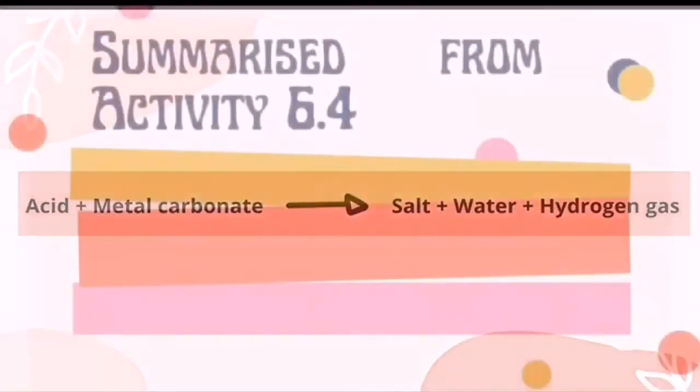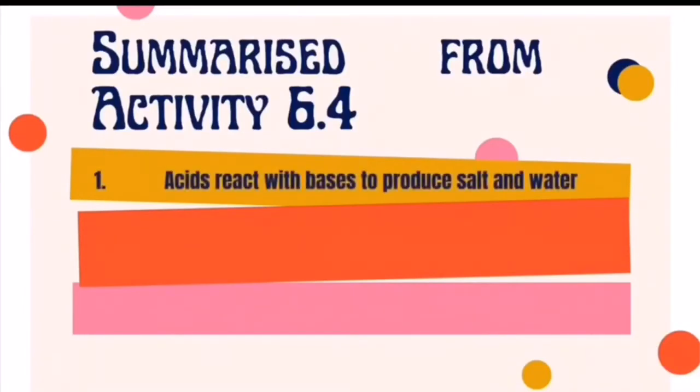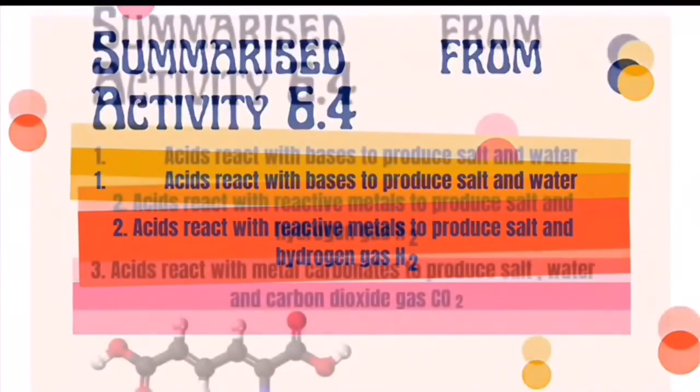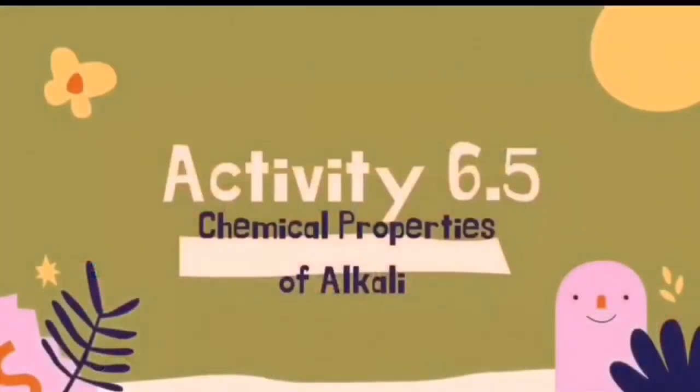From the activity, we can summarize that acids react with base to produce salt and water. Next, acid reacts with reactive metals to produce salt and hydrogen gas. And lastly, acids react with metal carbonates to produce salt, water, and carbon dioxide gas. In the next activity, we will find the chemical properties of alkali.